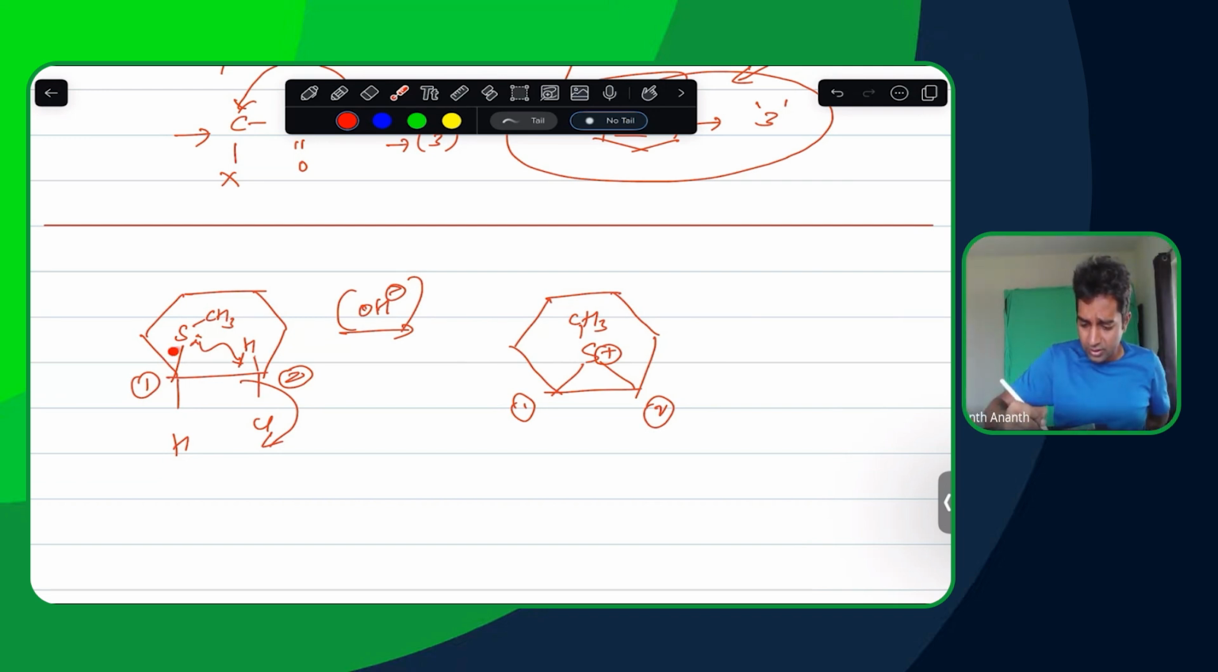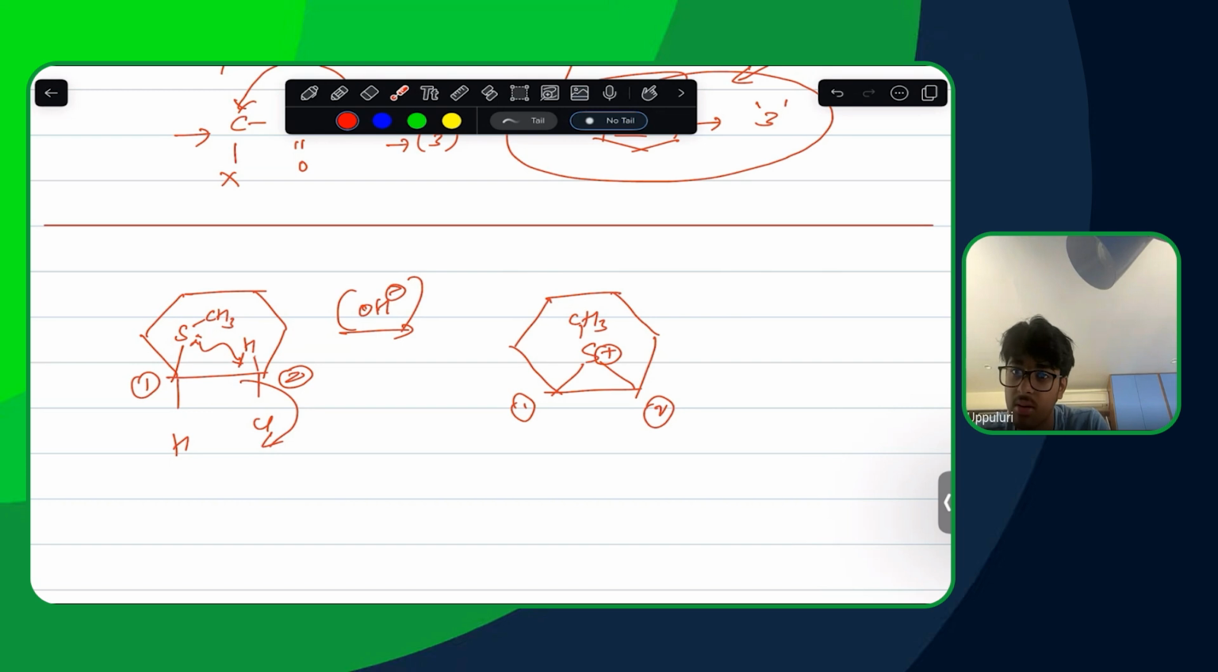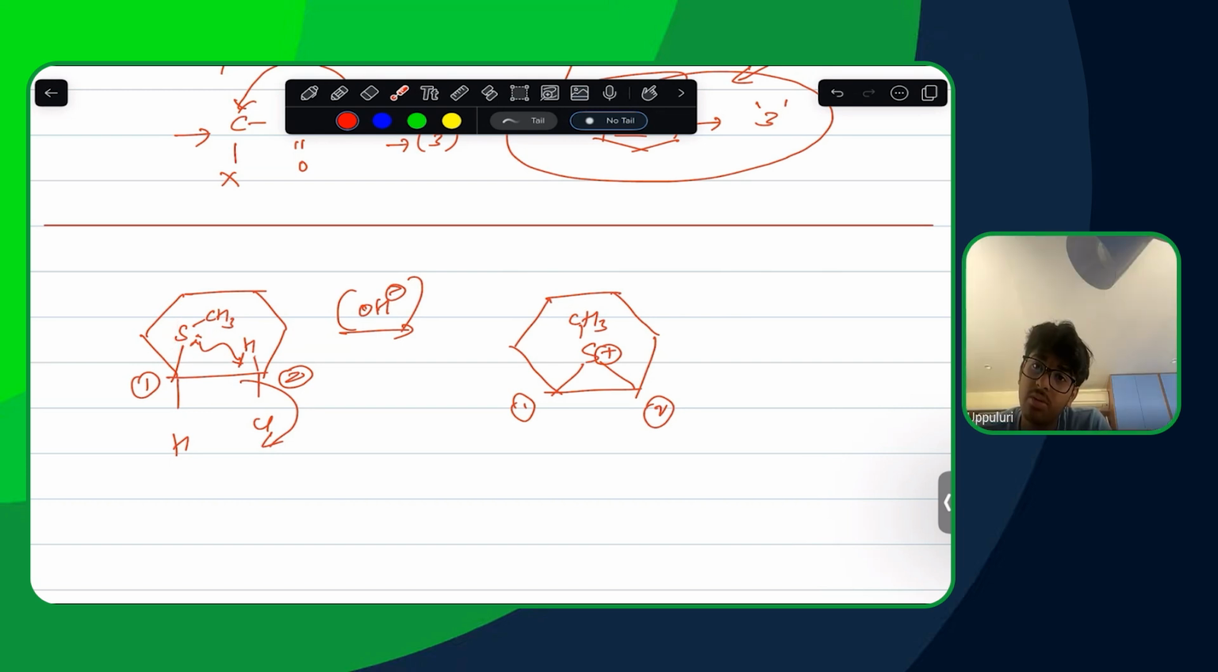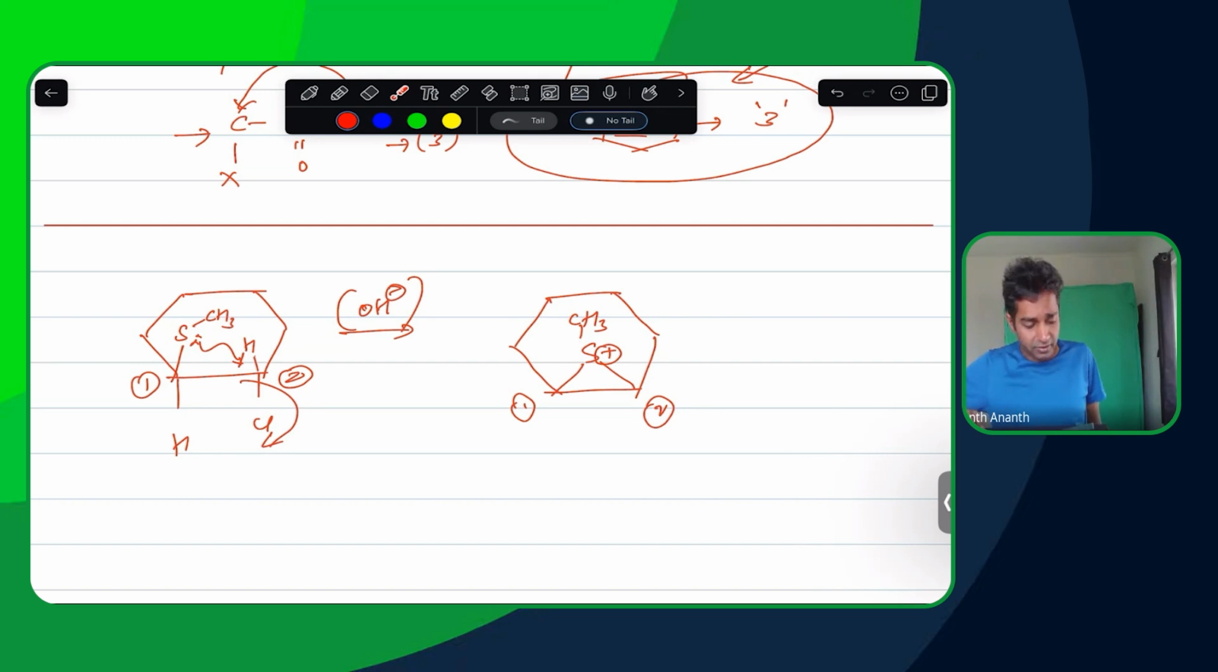This is a thioether system, right? Yes, sir. Then there is no way this can get a negative charge. How can sulfur get a negative? It is attached to two carbons.